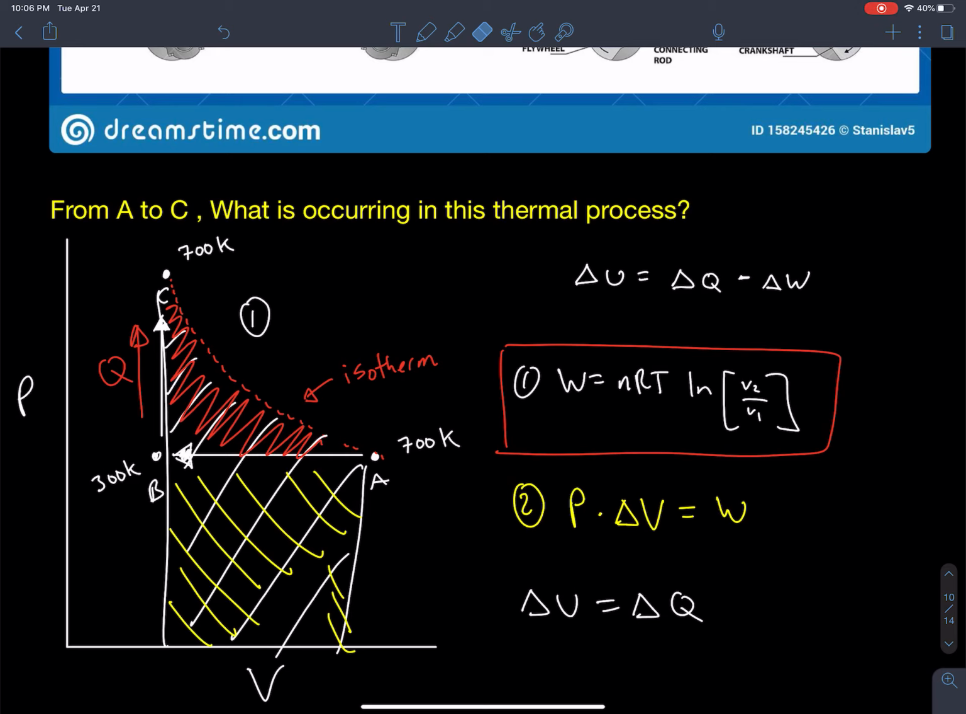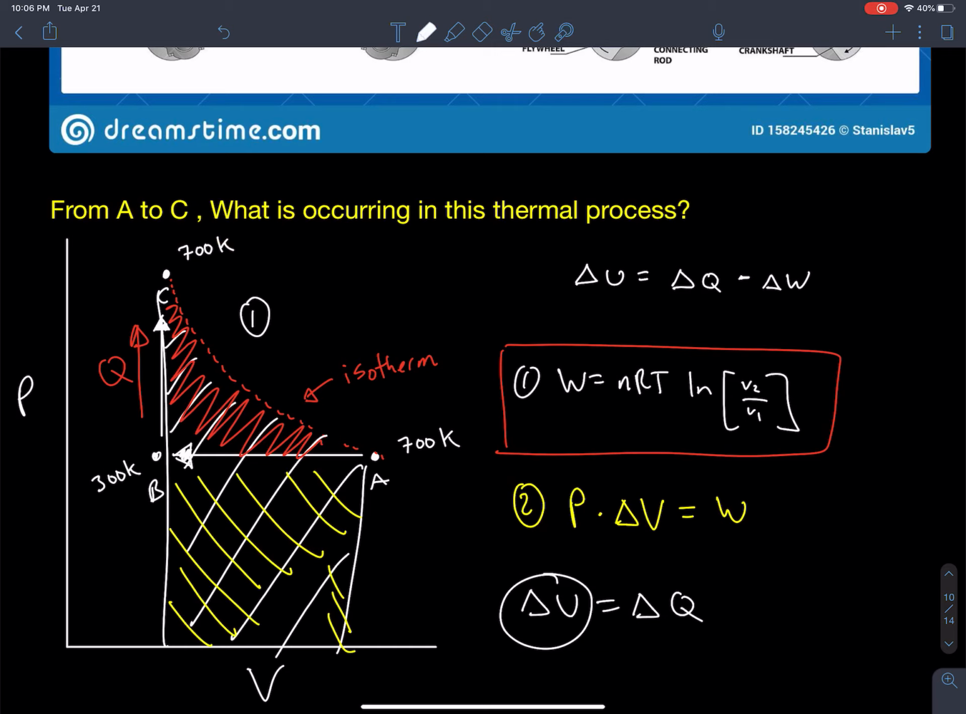So to solve for Q, how much heat you put in, all I'd have to do is look at the change in internal energy. The change in internal energy I could figure out on its own, just from my temperature changes, 300 Kelvin to 700 Kelvin.